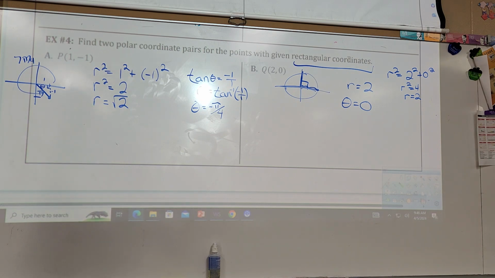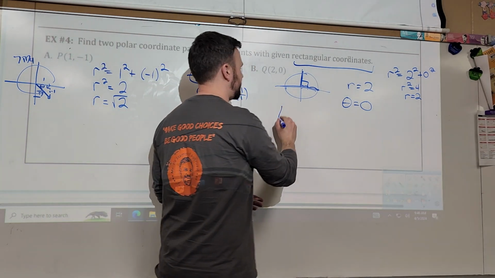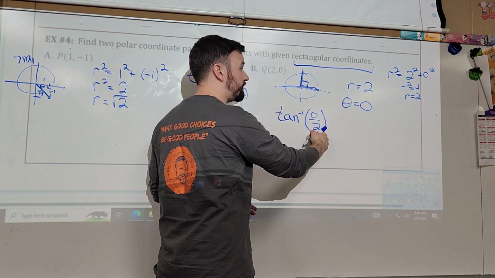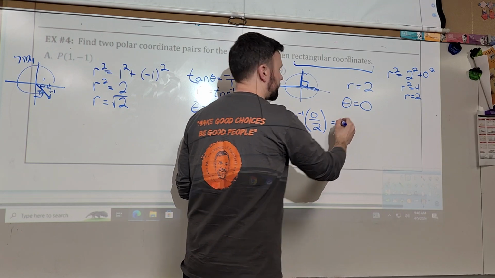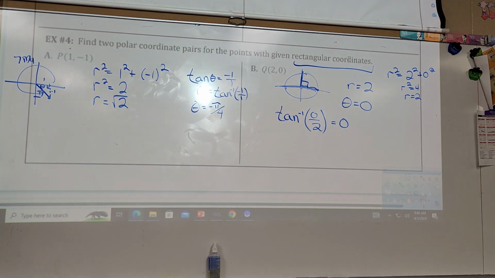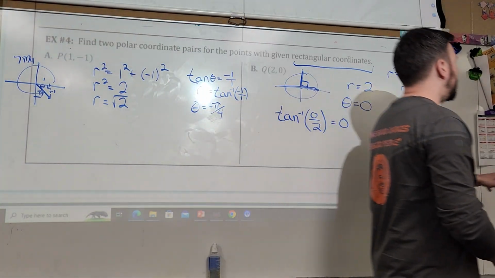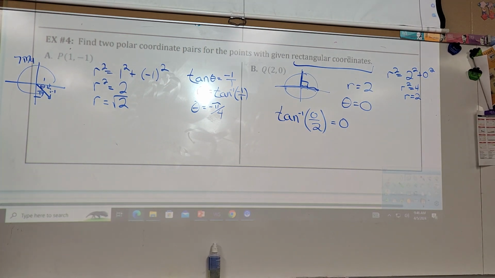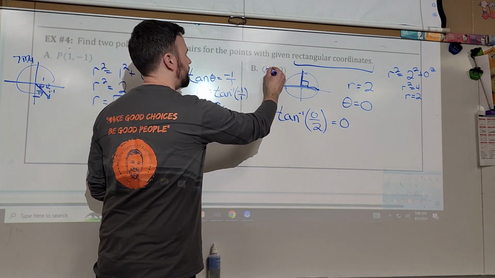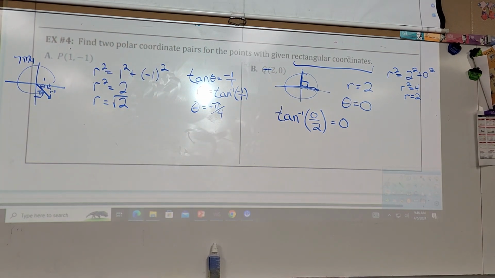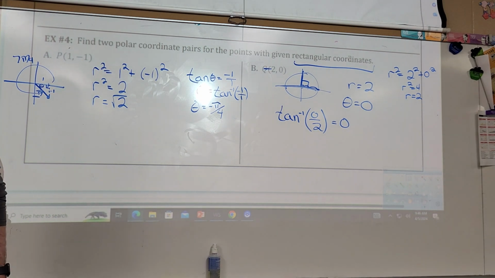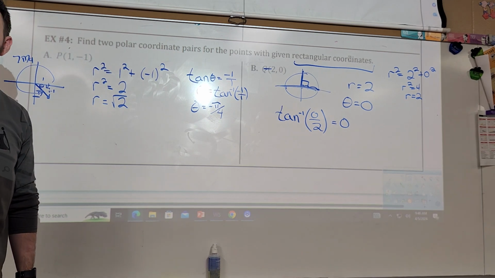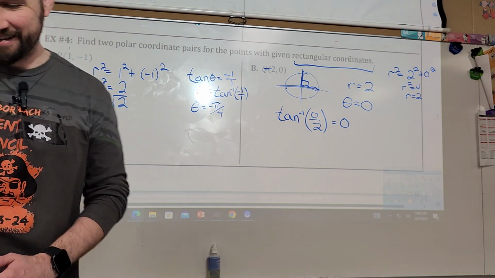Let's see if the formula works. I could have done the formula because I could have done tan inverse of 0 over 2. Tan inverse of 0 is 0, because where's tan 0? At 0. It's also 0 at pi, correct? But that's not in the right zone that we're looking at, because that would be negative 2, 0. You have to know what quadrant you're in. Neither. You're on the border, but you have to know where you're at. That's a good question.